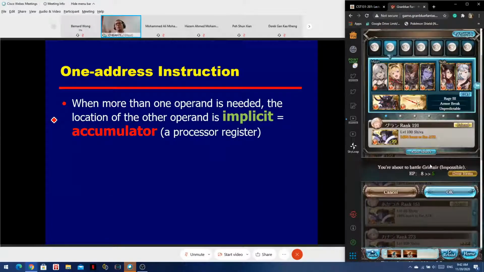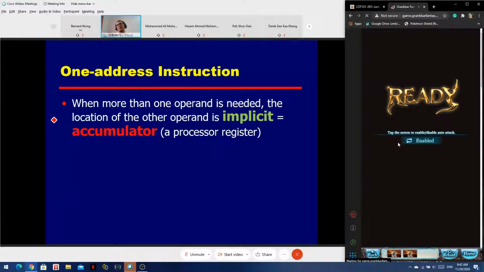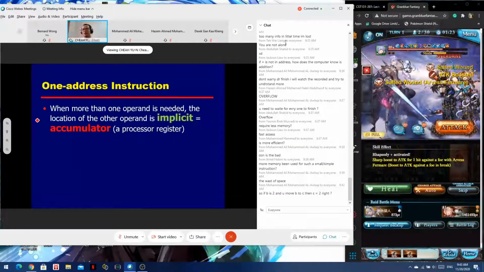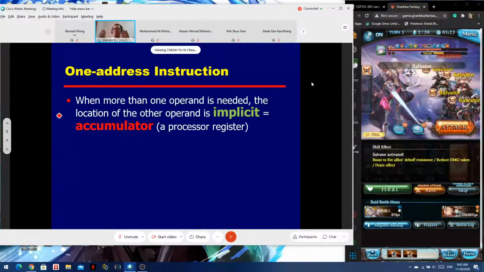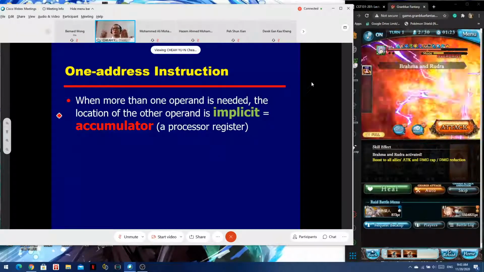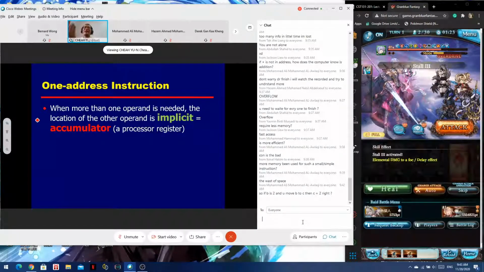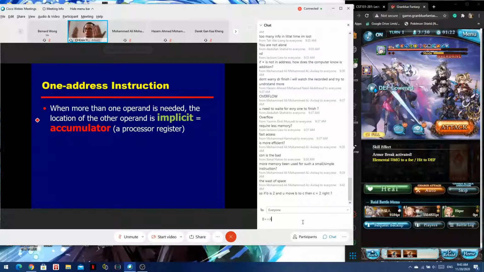Now this is where it gets complicated. When you have a 1 address instruction, how do you get the other operand in order to do some kind of operation? Let's say you want to do A plus B: you need variable A and variable B. So how am I going to do this with only 1 variable? I cannot just add A. What about my B? So I need at least 2 locations.